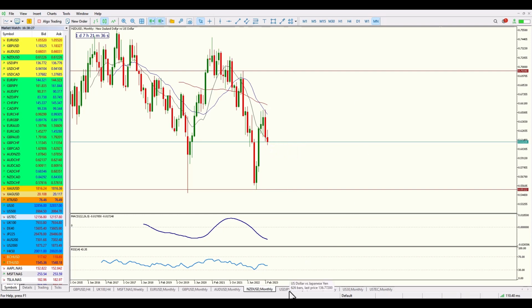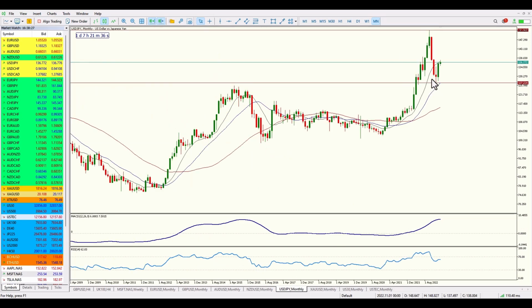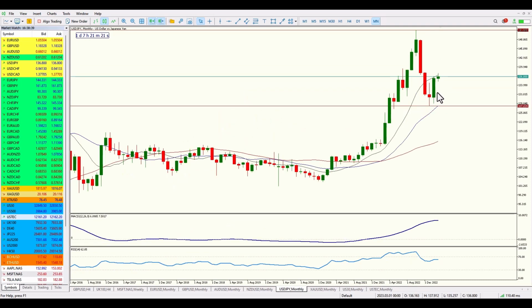Then it's inverted. If we have a look at dollar yen, you can see the price has corrected, very similar to the US dollar, this behavior. It's pulled back into the moving averages, which are in a bullish formation, has produced a bullish candle. And March has already broken the high of February. Let's just zoom in on that so you can see that.